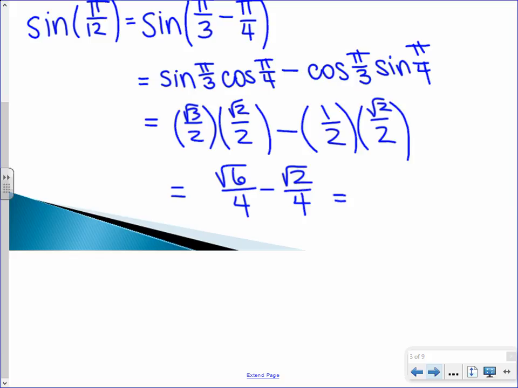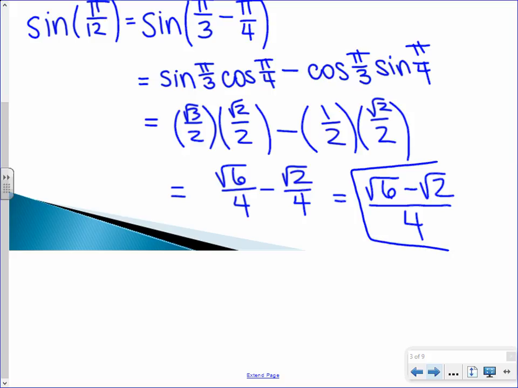or we can make it one expression of a fraction. That's our answer. That's the exact value for sine of pi over 12. Now, if we put sine of pi over 12 in our calculator, it gives us a decimal, which approximates that. But that is the exact value.